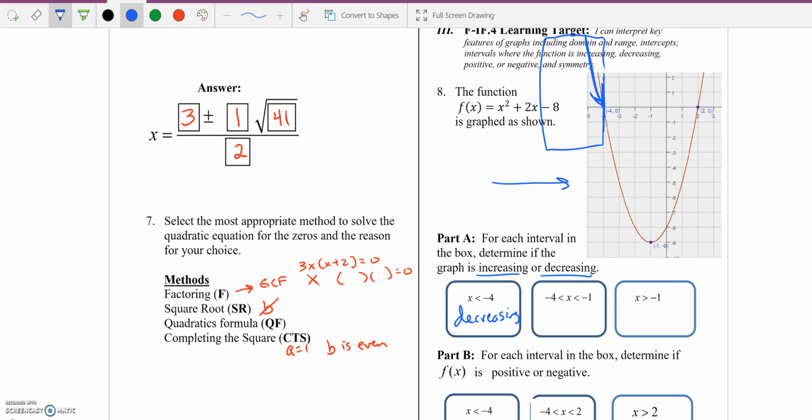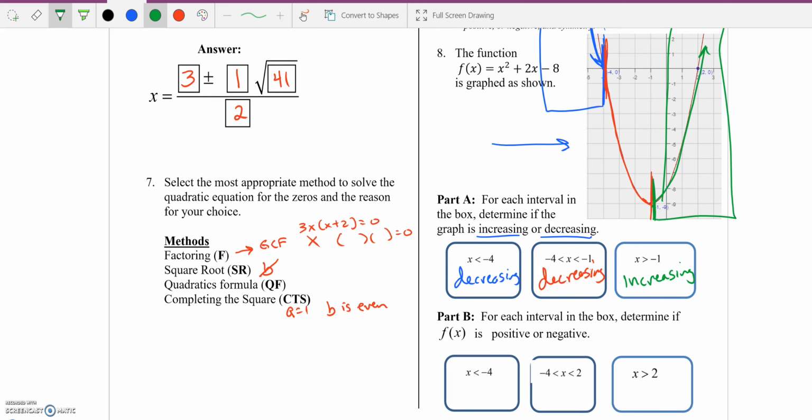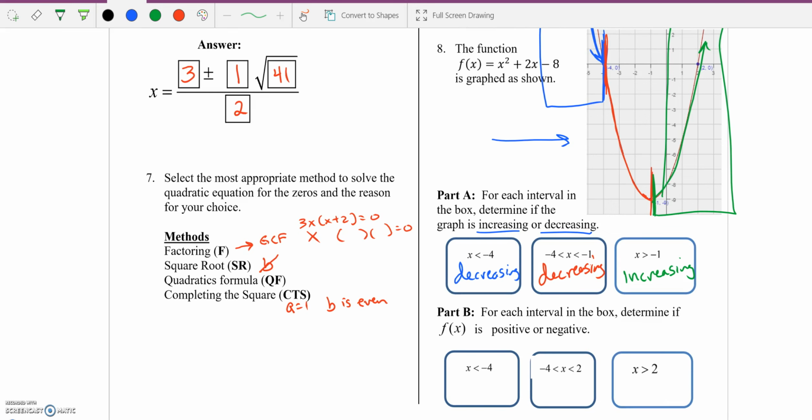Because as I move from left to right across the graph, the y values are moving down. Okay, from -4 to -1 on the x-axis, that's from this point to -1, which is at this point. And again, as I move from left to right, my values are moving down. So again, that's decreasing. And then when x is greater than -1, so -1's right here. Greater than would be anything right of that. Okay, and as I move to the right, I see that my graph is going up, so that is increasing at that point.